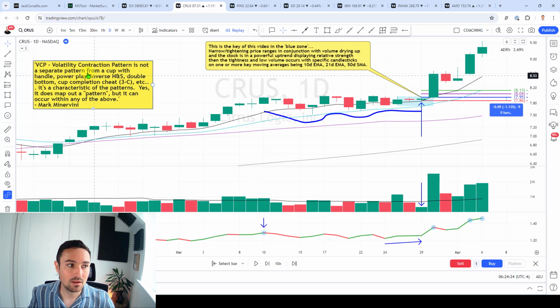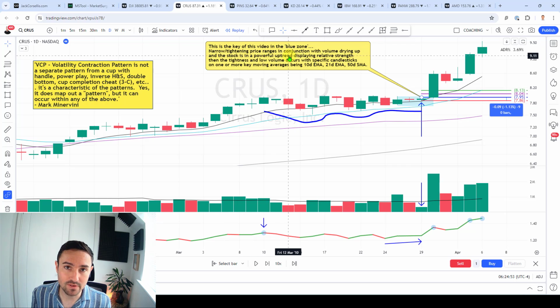Stay with me. So VCP, volatility contraction pattern, is not a separate pattern from a cup with handle, a power play, which is a high tight flag, inverse head and shoulders, double bottom, cup completion cheat, etc., which is a low pivot. You'll see one of those with Palo Alto. It's a characteristic of the patterns. Yes, it does map out a pattern, but it can occur within any of the above. This is really key. So now if we take a look here, this is then what I blathered on about here, okay?